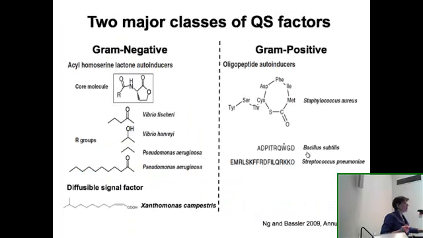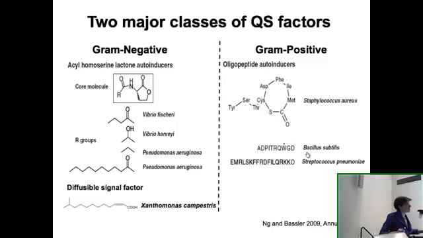So there have been two classes of quorum sensing factor. In the gram-negative bacteria, acyl homoserine lactone autoinducers have been characterized in Vibrio and Pseudomonas aeruginosa, mainly by Bonnie Bassler's lab. And also in Xanthomonas, there was a diffusible signal factor that had been characterized. At the time there seemed to be a very strong division between gram-negative and gram-positive bacteria. Gram-positive bacteria were known to use these oligopeptide autoinducers, or small peptides.